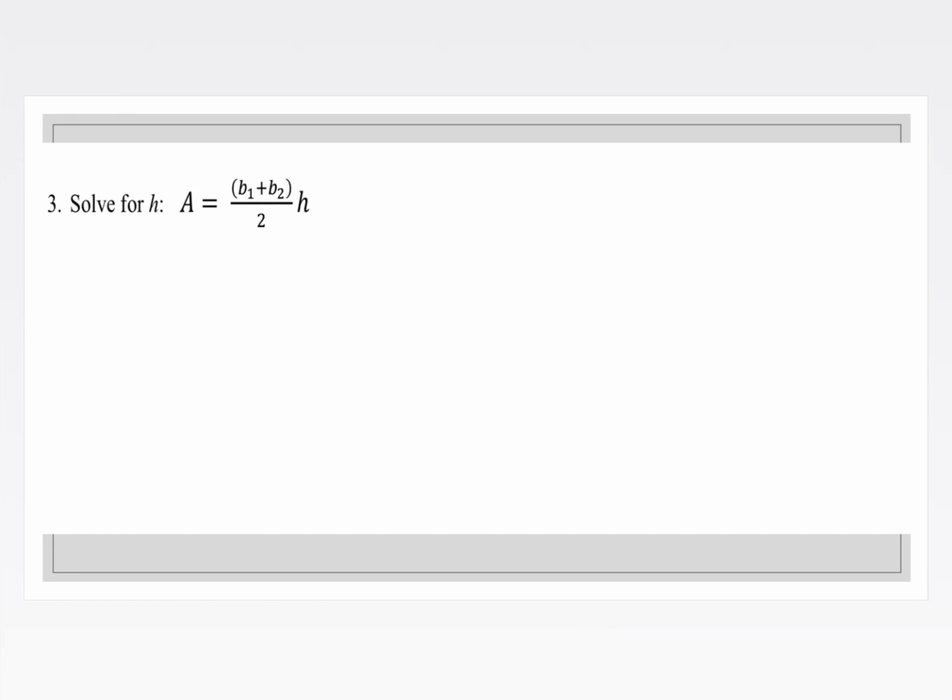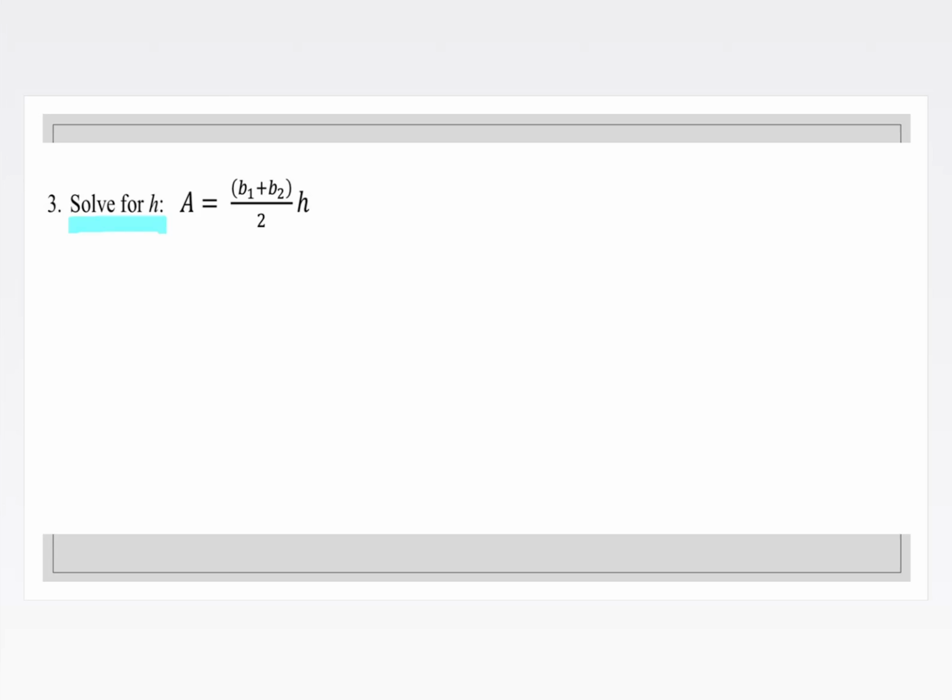Moving on to our final example here. Here, we do not actually have any other numbers besides 2. So we have A equals b1 plus b2, that stands for base 1, base 2, divided by 2 times h. Now, this is actually the formula for the area, that's what the A symbolizes, of a trapezoid, because it has two different bases, the top and the bottom. So in order to simplify this problem, all it's asking for is for us to solve for h. So in other words, isolate h.